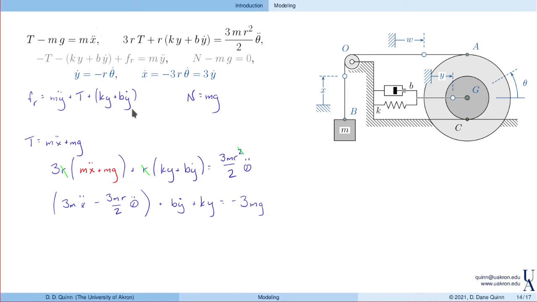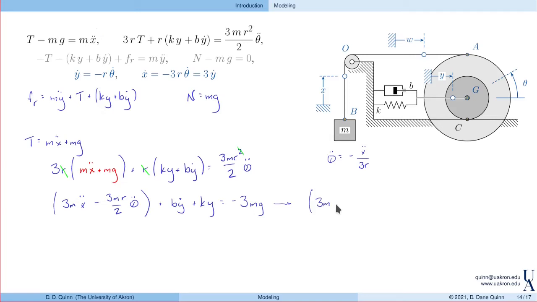Now, I can actually use my constraint equations to write this in terms of x. Remember the problem statement: I wanted to write the equations of motion in terms of the motion of the block. So here we need to eliminate theta double dot. Well, looking at this term, we see that theta double dot is minus x double dot divided by 3r. So let's take this and substitute it in.